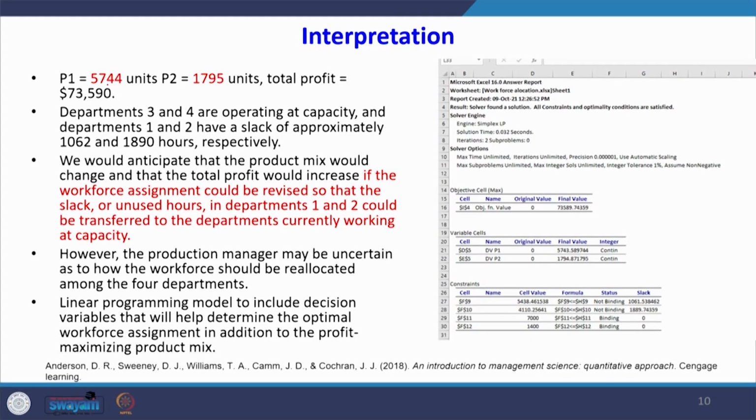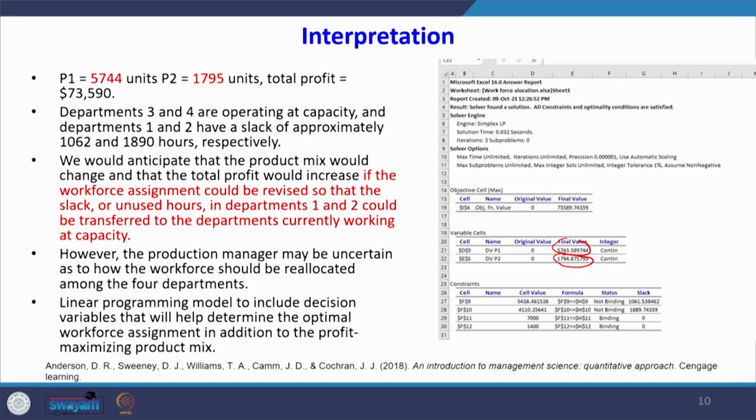We know the value of P1 is 5744. Actually, I have rounded it, but we should not round it off because there may be an issue in sensitivity. At present, only for our convenience, I have rounded. But technically, rounding off will lead to an infeasible solution. Later we will study this when we study integer programming. So, rounding off is not possible, but here, only as an example, I have rounded.